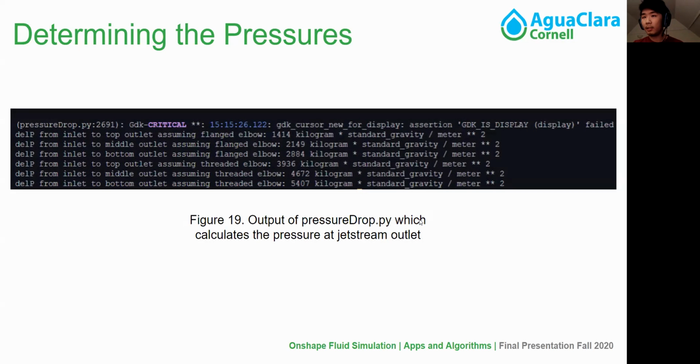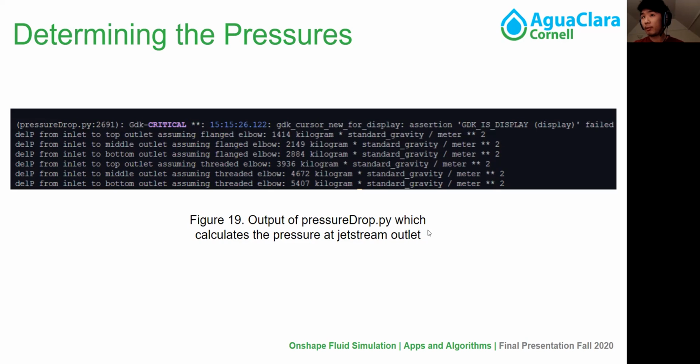So, as Cindy mentioned, we wanted to use the pressure boundary conditions. One thing to note is that we wanted to make the model as accurate as possible, and the pressures at each one of the jet streams of the inlet pipe are not going to be the same, because of the changing elevation. So we decided to use the Agua Clara package and the Bernoulli equation in the form of head loss in order to calculate the pressure drop, the pressures at each point of the jet streams of the inlets.